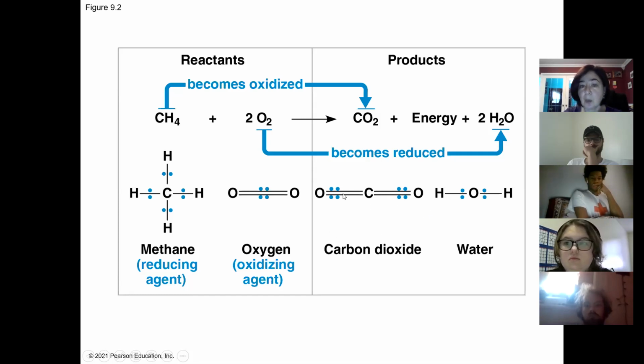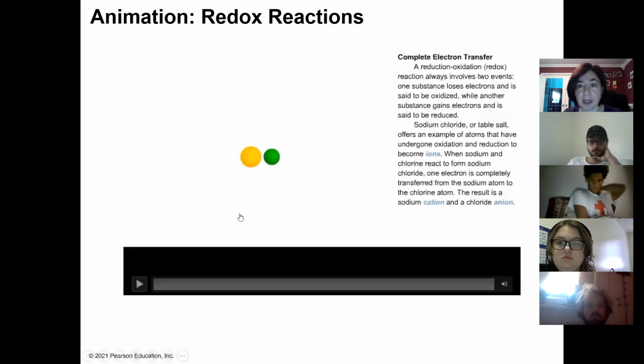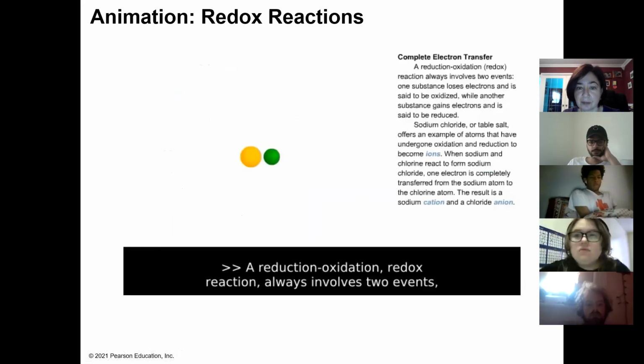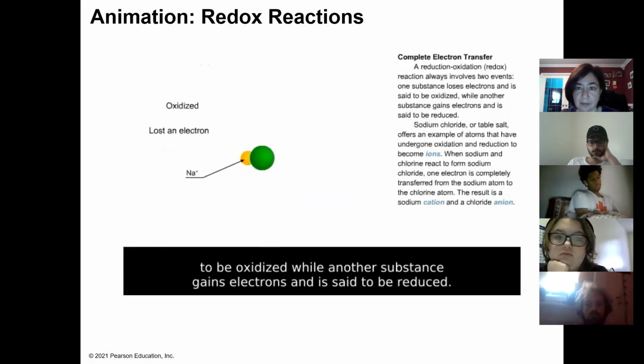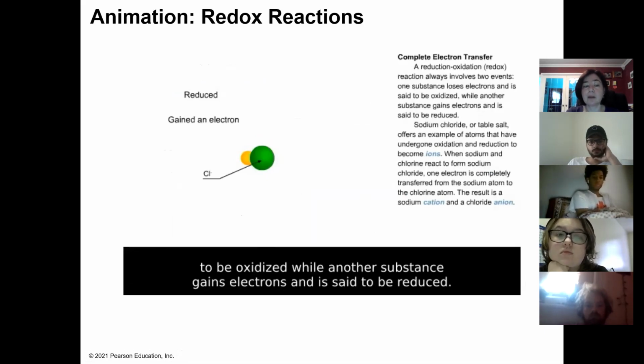And interestingly, when oxygen pulls electrons towards itself, it makes molecules more stable. This is less stable, this is more stable. So let's take a look here. A reduction oxidation, redox, reaction always involves two events. One substance loses electrons and is said to be oxidized, while another substance gains electrons and is said to be reduced.